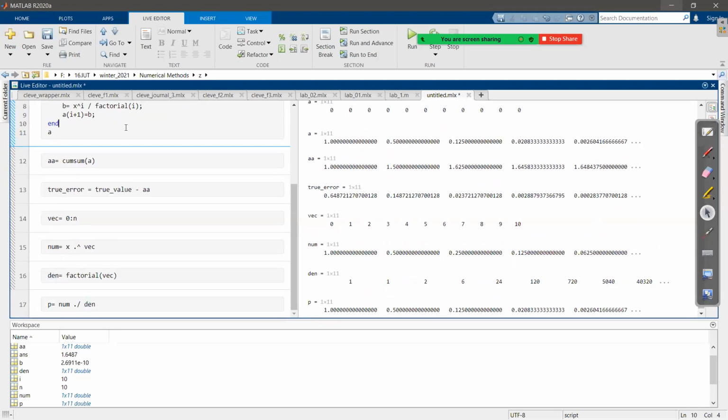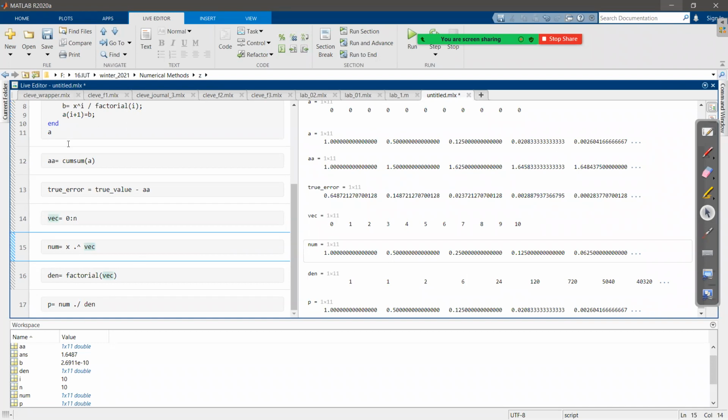Sir, in the line 15, when you wrote x dot to the power vector, it is to do this element-wise, we gave that dot, right, sir? Yes. To perform element-wise, I gave this dot.